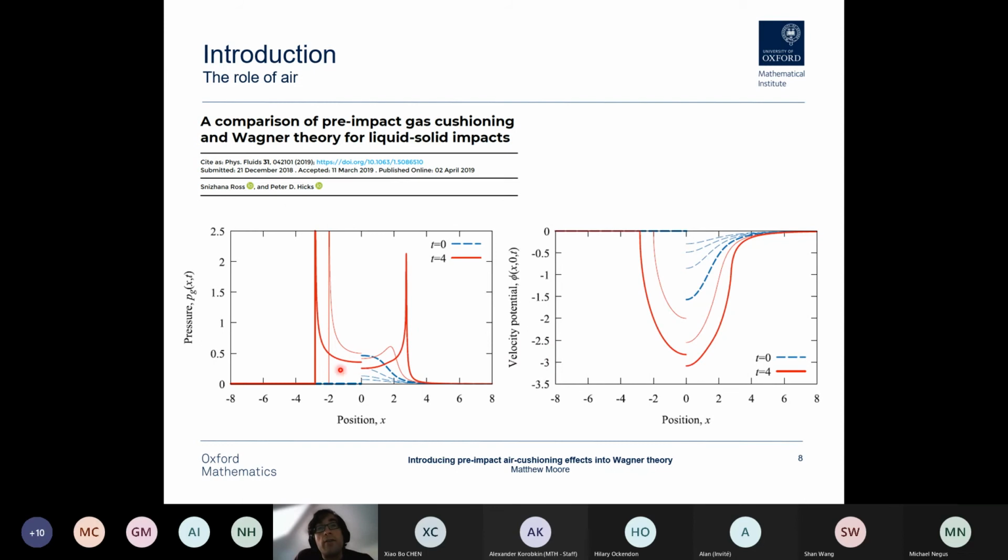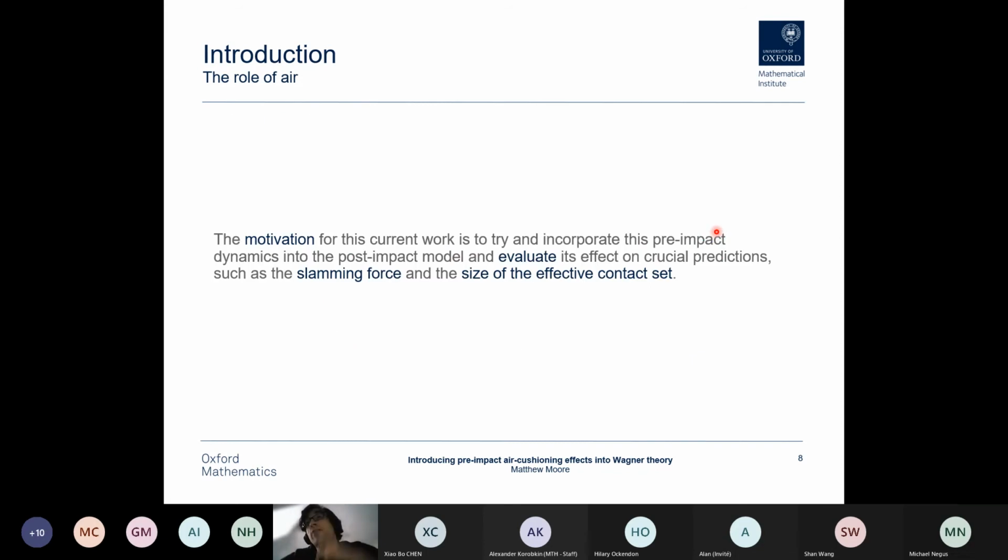So you can see what it looks like in the Wagner problem. This is the pressure on the free surface, while with air cushioning, it's slightly different. And again, with the velocity potential, you again see this difference between what Wagner theory says is happening and what is actually happening. So the motivation of this current work is to try and build in this pre-impact dynamics into the post-impact model.